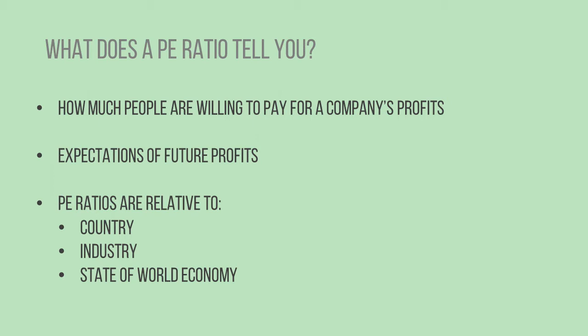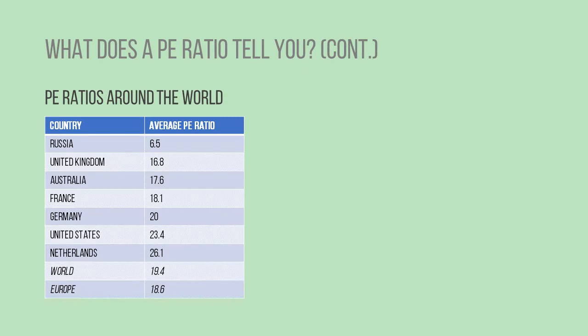So let's see the countries around the world, how PE ratios differ. You can see here, this is just a random selection of countries. Russia has the lowest average PE ratio, so people are willing to pay the least for the profits in the companies that are based in Russia, and they're willing to pay the most for the Netherlands. And you can see all the countries in between. And then the world average is 19.4 and Europe is 18.6. So you can see that Danone, we saw, was 22.5, is on the higher side.